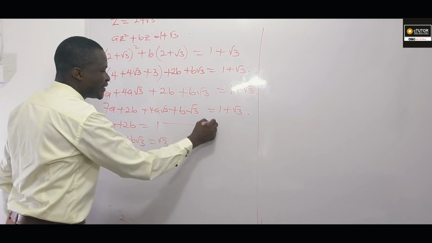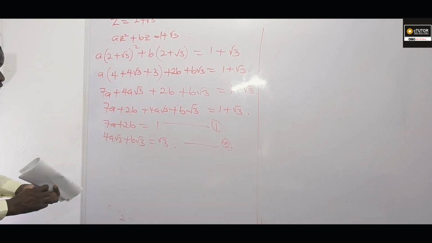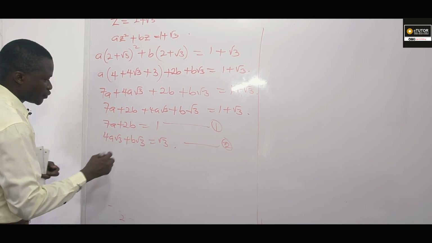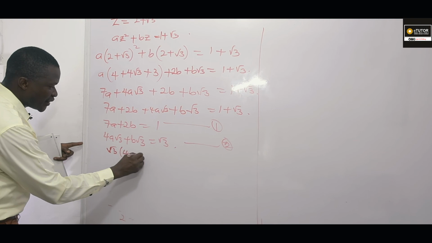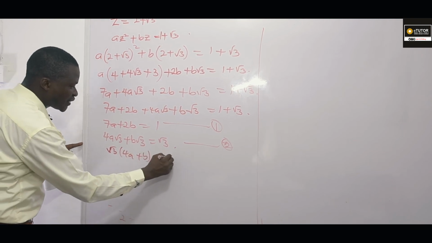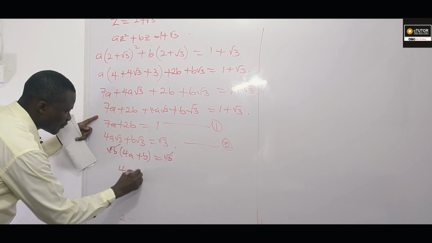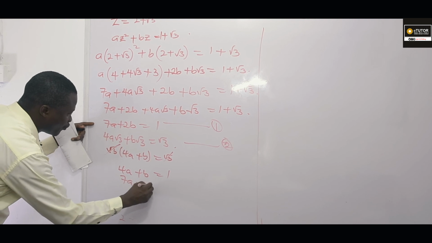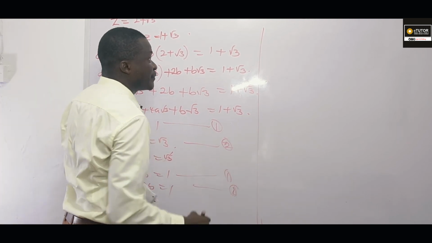If you look at it critically, what does it form? It has formed a simultaneous equation. Now look at equation 2. Root 3 is common. You can put root 3 outside and have 4a plus b times root 3. This cancels this. Finally, what do you have? 4a plus b equal to 1. Again, 7a plus 2b equal to 1. Equation 1, equation 2. So let's solve them simultaneously.